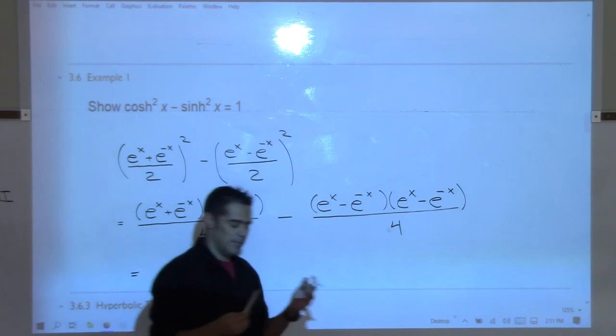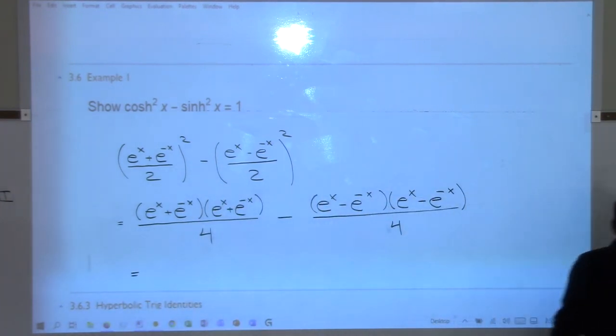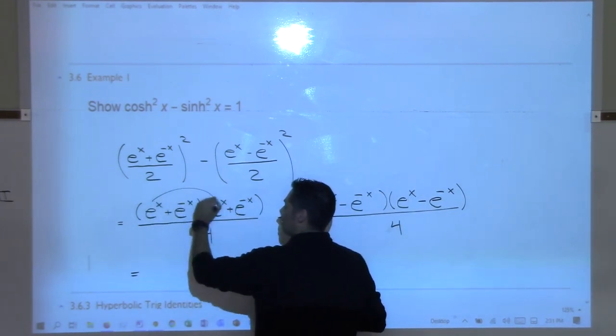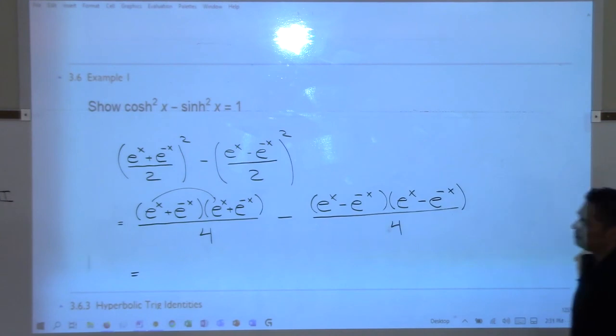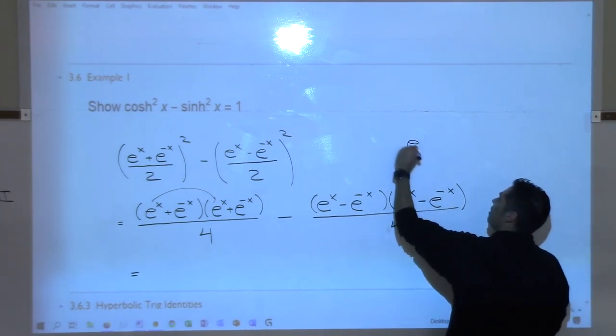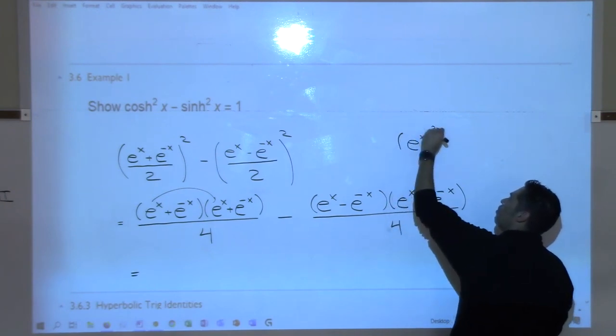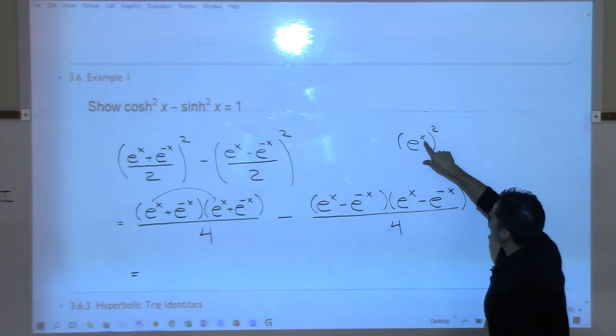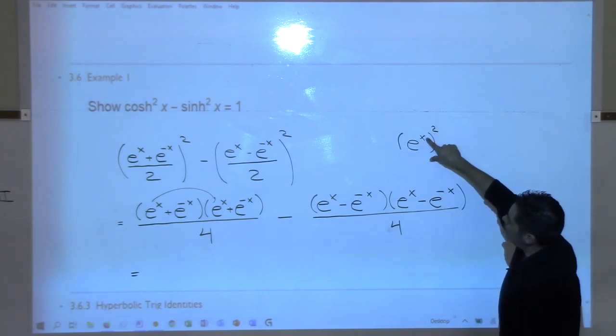Rifa. Okay, Rifa. Can you expand out that top? Right here. So what would we get if we multiplied these two together? What would this in here give me? E to the x squared? You mean like this? E to the x squared? No, the x is squared. Square that x.